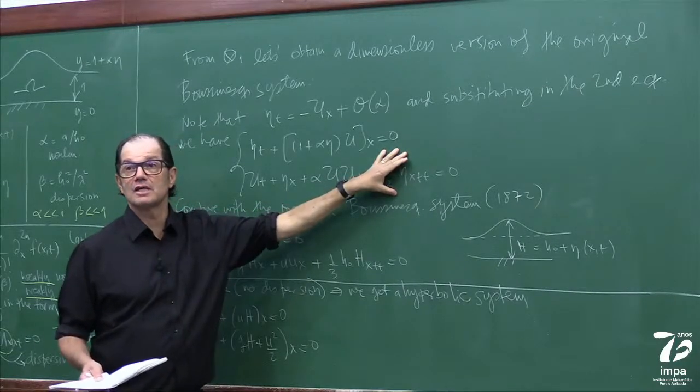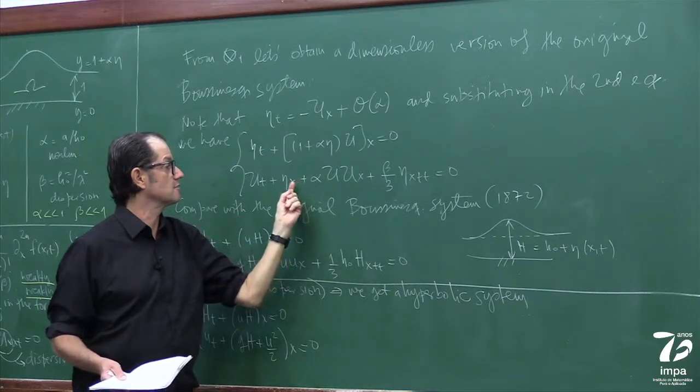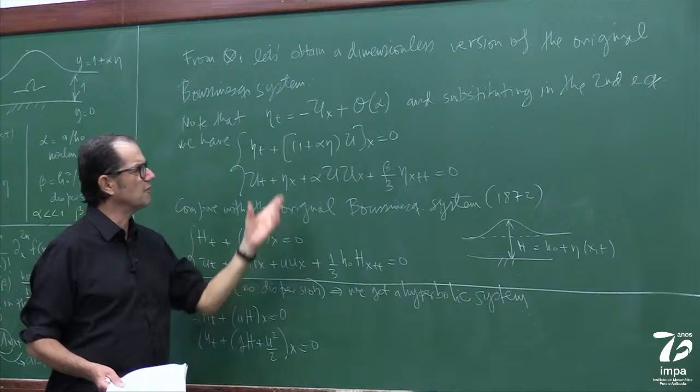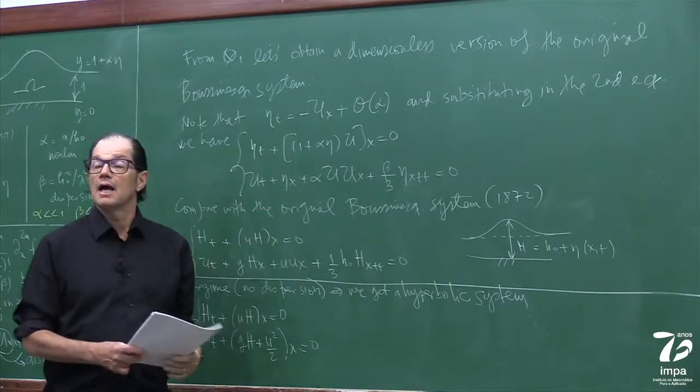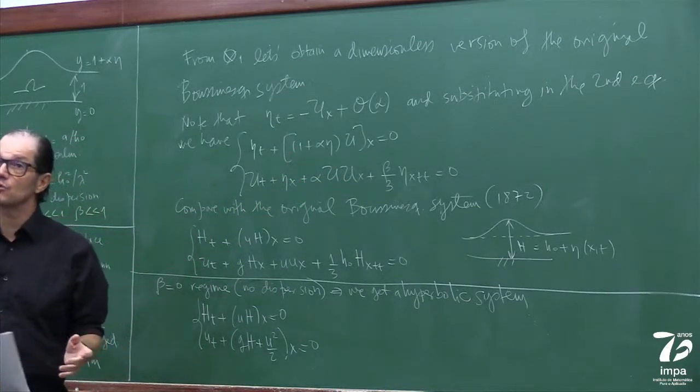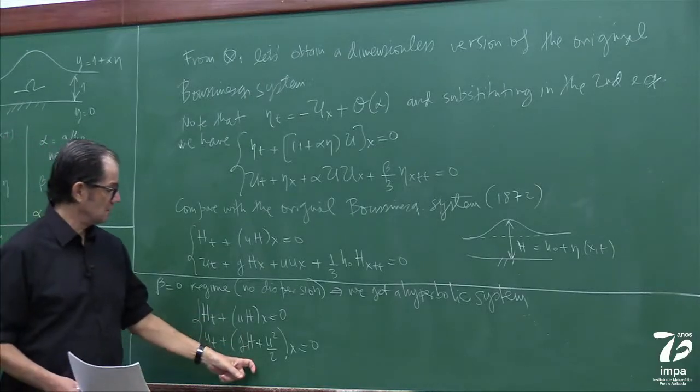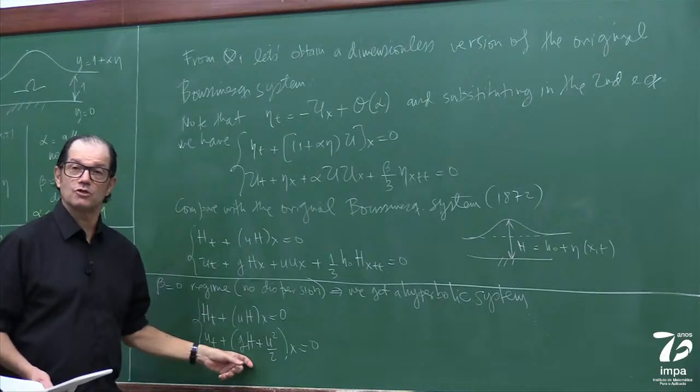You can also write this in conservation form. Just put this x derivative outside, just like we put here. Very easy. Here it's already outside. And if you want to see the characteristics of this system, for example, what do you do?